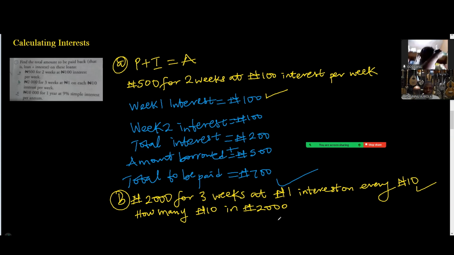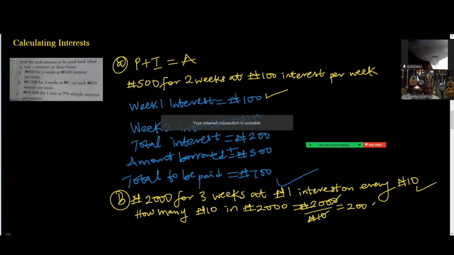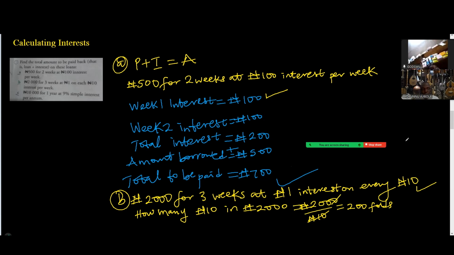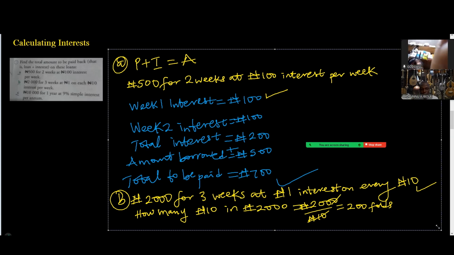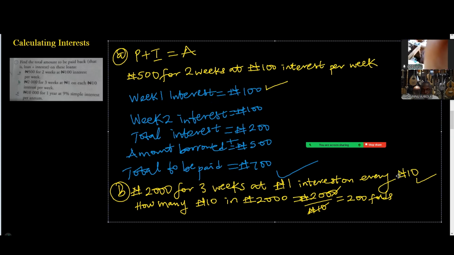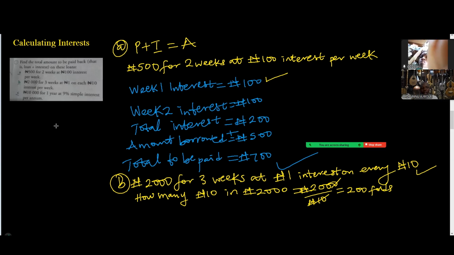Yes, sir. Good. So this will be 2000 naira divided by 10 naira. So we cancel the zeros, then we have 200 folds of 10 naira, okay? Okay, sir. So having said this, let me just move this up a bit so that we can have space at the bottom there. So having said this, we have 200.